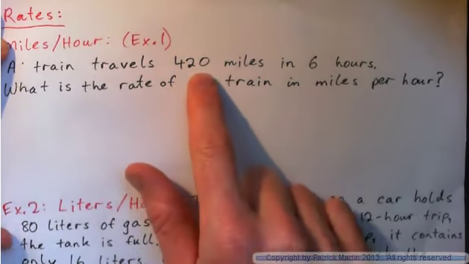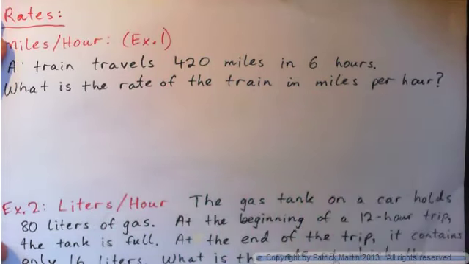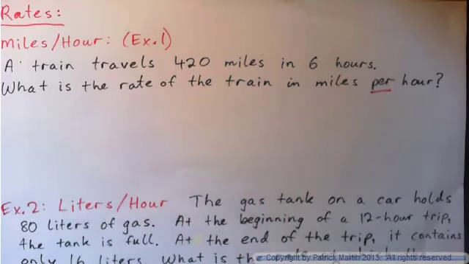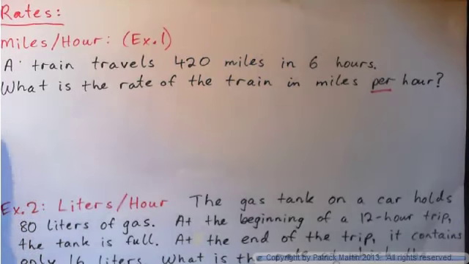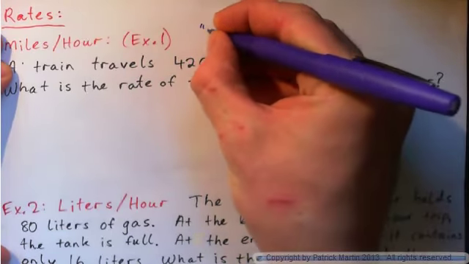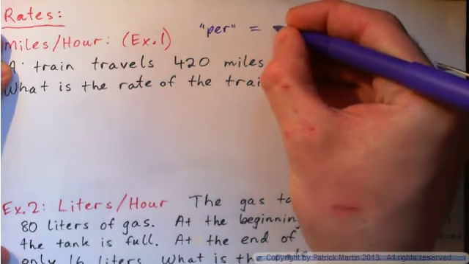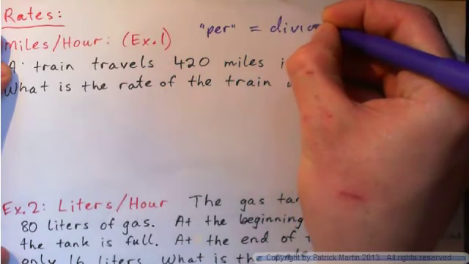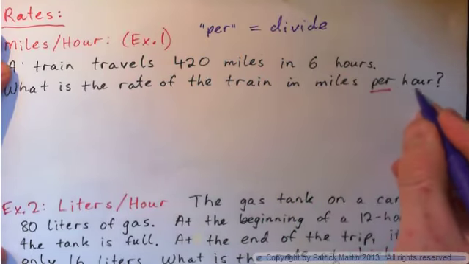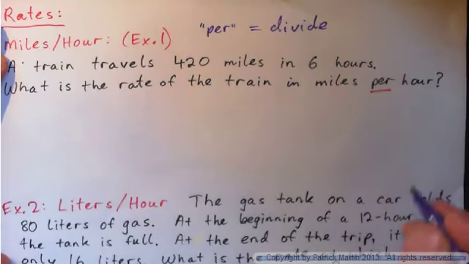The train travels 420 miles in 6 hours. What is the rate of the train in miles per hour? Now, what we need to understand is that sometimes the word per means divide. So we want to get miles per hour. Miles per hour means miles divided by hour.